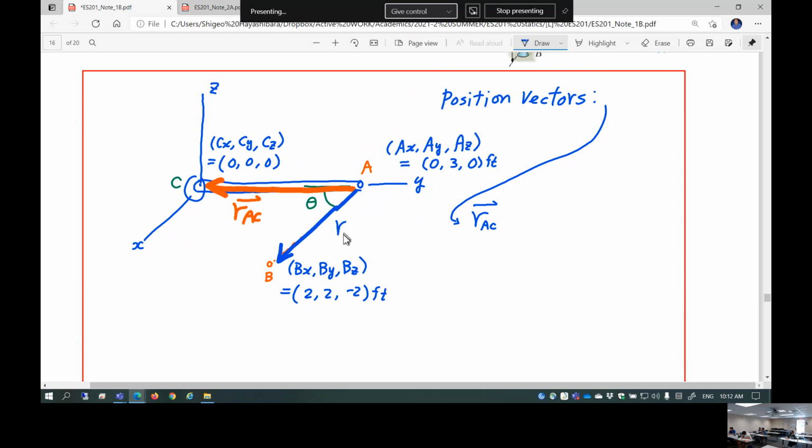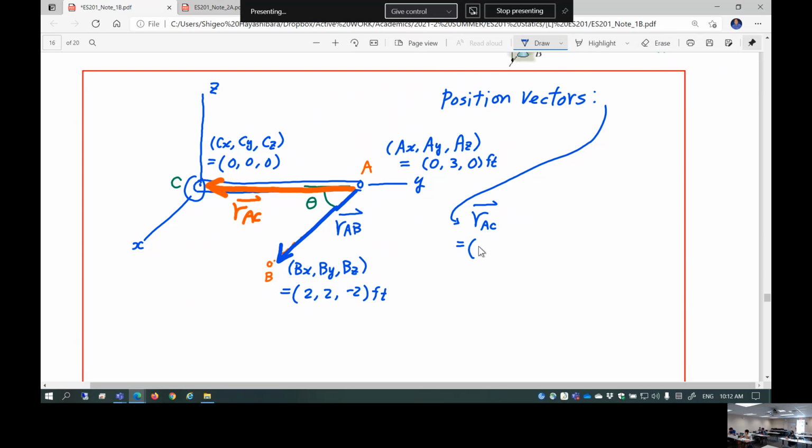This is RAB. Why is that? Because this is a vector from A to B. So first of all, RAC, what is it? This is going to be found by the following. Important. So RAC is a position vector from A to C.